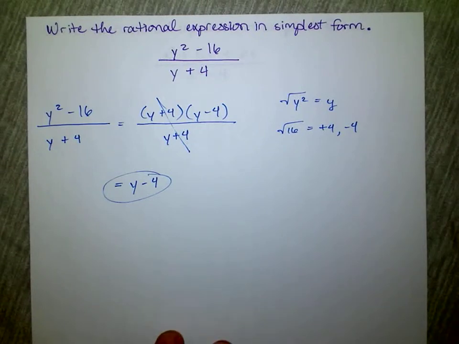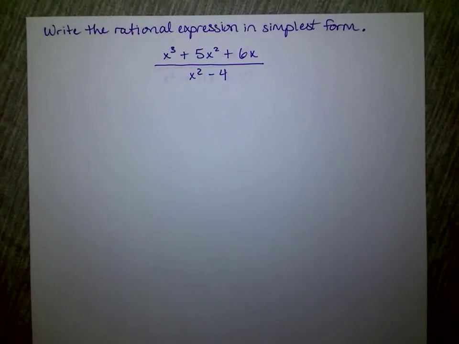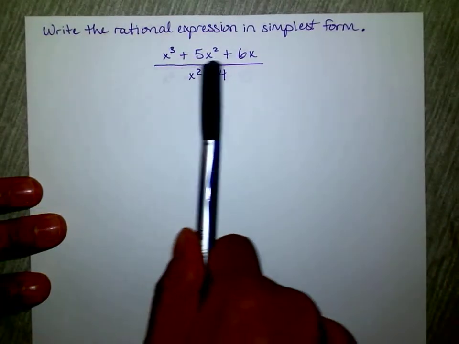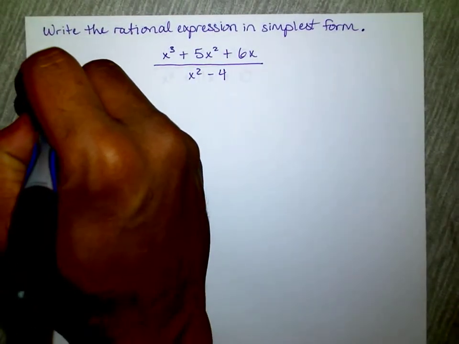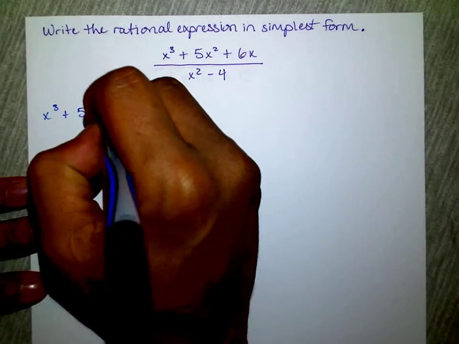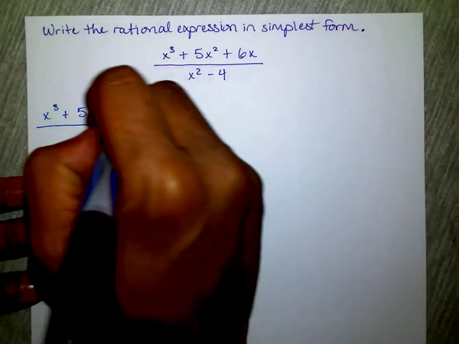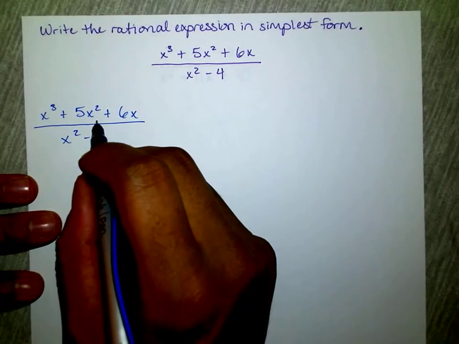Alright, that wasn't so bad. Let's see here. We have x cubed plus 5x plus 5x squared plus 6x all over x squared minus 2. On the top, immediately, I noticed that all three of them have an x, so I can at least factor out an x on the top. So let's rewrite our problem. And like I said, on the top, I can go ahead and factor out an x.